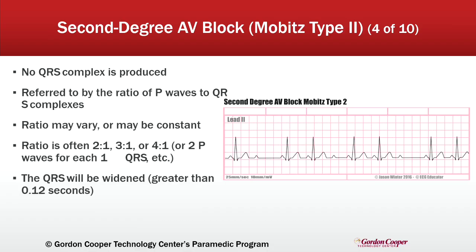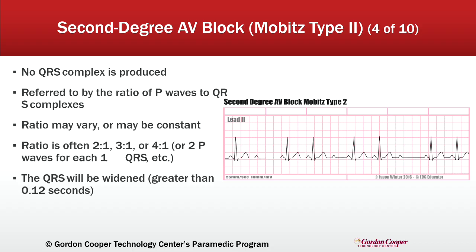So some of the P waves will be unaccompanied, as I said, by a QRS, meaning no ventricular contraction happens after those particular atrial impulses. This is where things get a little tricky in terms of rhythm interpretation. So in this type of block, you'll often see a ratio of P waves to QRS complexes, and it can vary. A typical example could be a 2-to-1 ratio, meaning for every 2 P waves, 1 QRS is conducted. It could also be 3-to-1 or even 4-to-1 in some cases.